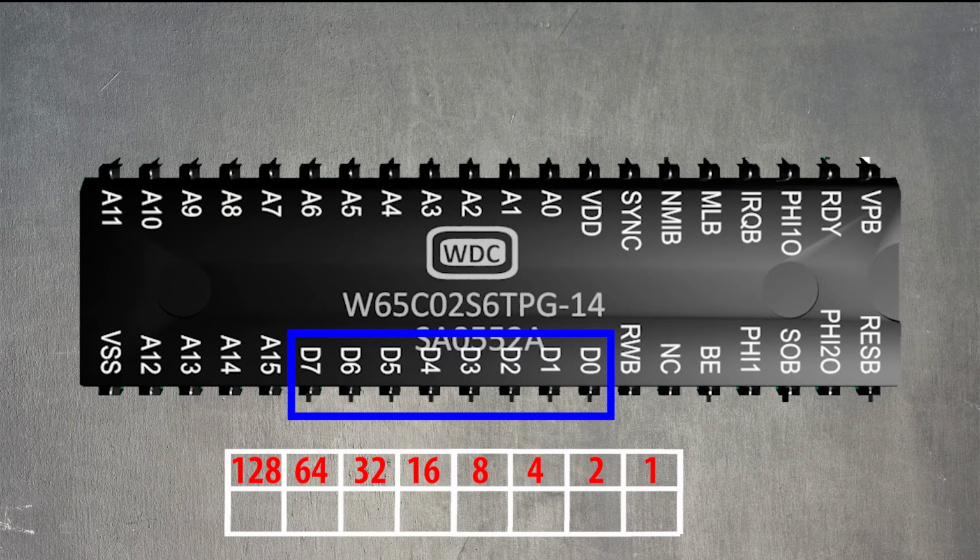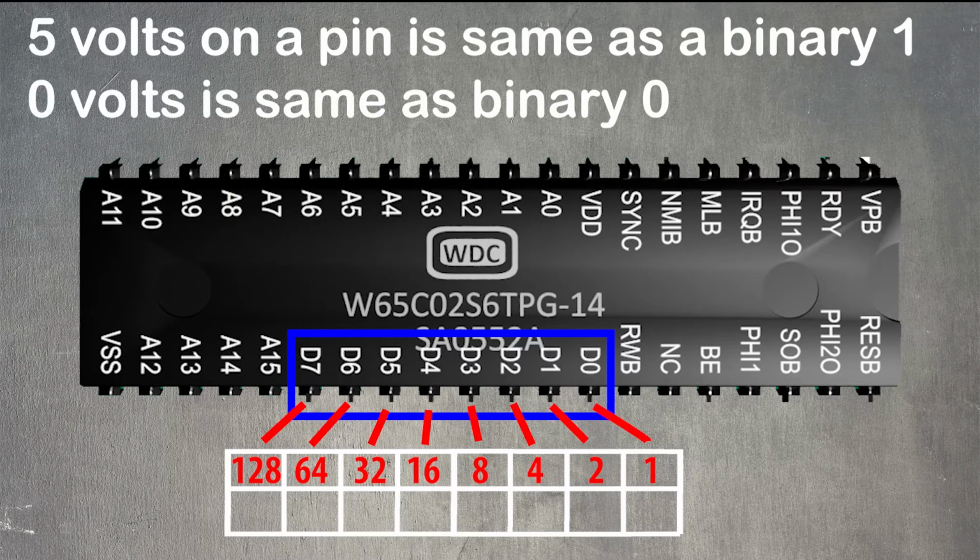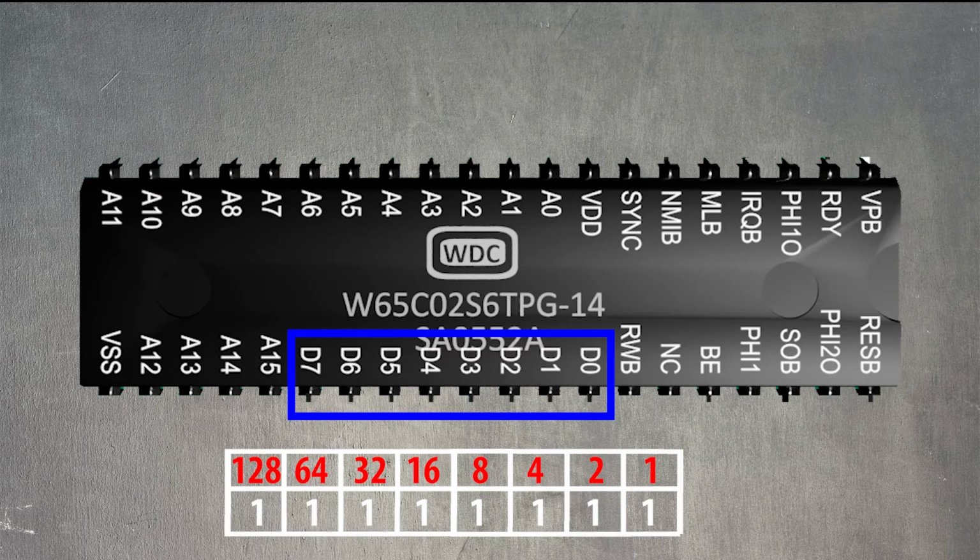You'll notice they are labelled as D0 to D7, corresponding to these positions in our byte. A high voltage represents a 1 and a low a 0. So the processor can send out any number between 0 and 255, which is a total of 256 different combinations of 1s and 0s.